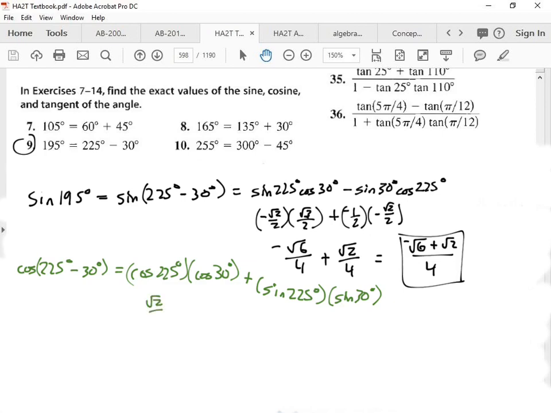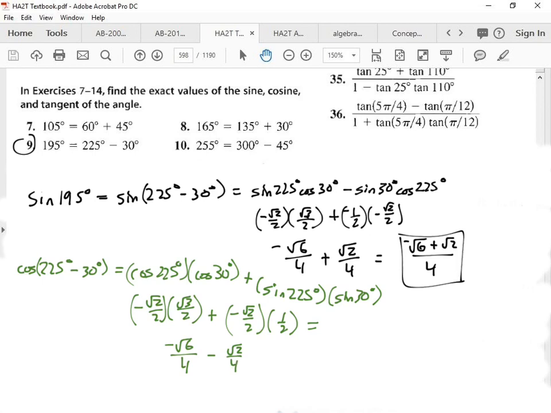Okay, so this is rad 2 over 2, negative, and this one's going to be rad 3 over 2, positive, plus sine of 225, that'll be negative rad 2 over 2 again. And then we have sine of 30, which is 1/2. What do we get for all those? Let's see. This would be rad 6, negative. I didn't forget that time. And then we have minus rad 2 over 4.